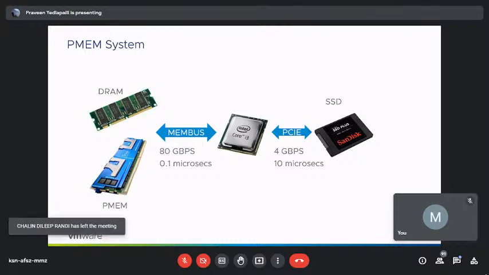Yeah. So if no questions, the final thing you just need to remember is pmem is like a combination of both memory and storage. It takes the good things from memory.